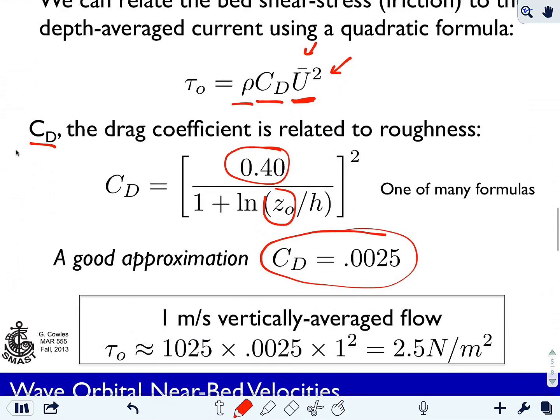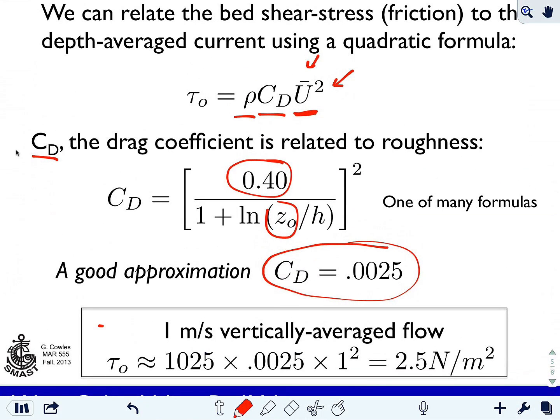Actually, I put some numbers in here. If we have a 1 meter per second vertically averaged flow, and we make this assumption about the CD, then we can come up with the stress. This is a pretty strong stress here, 2.5 newtons per meter squared. Another name for a newton per meter squared is a Pascal, Pa. That's the unit of stress in our MKS system.